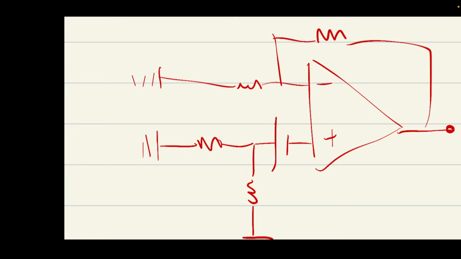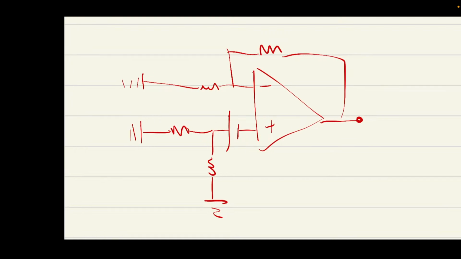Great. So what I can immediately see is that these two resistors are connected in parallel. They're connected to the same node and they're both grounded. So I'm just going to draw them as one resistor, and I'm going to call this resistor R3 parallel R4. This one was R1 and this one was R2.